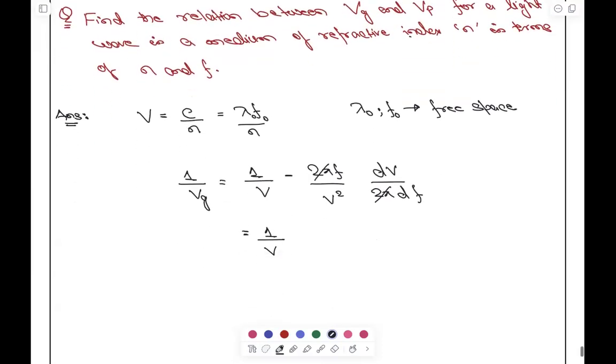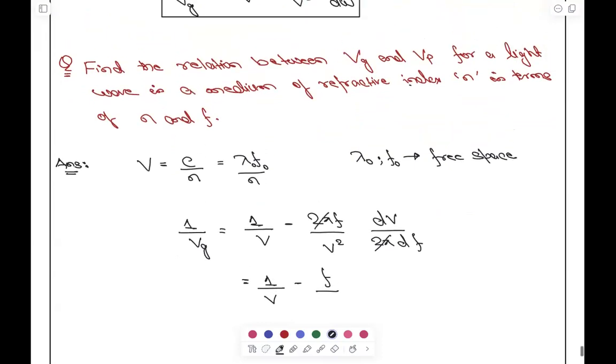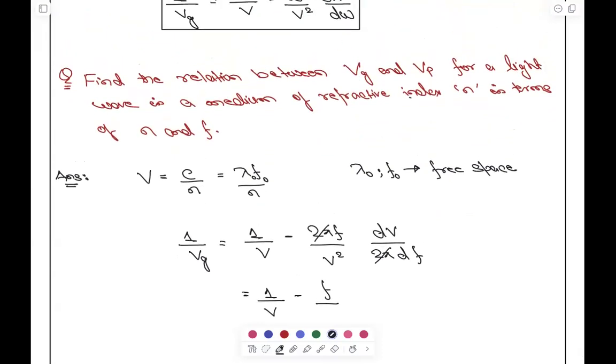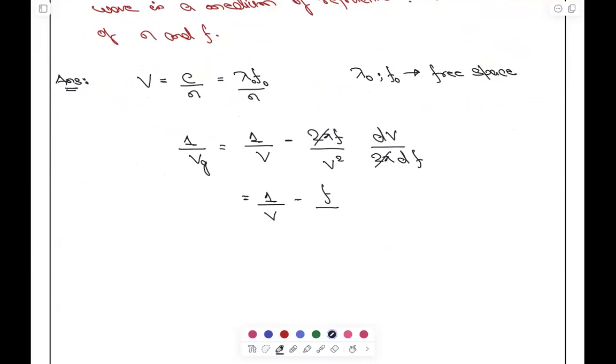You have to write in terms of N and F, right? So what you have to do? This F will remain same. This V has to change. What is V? V is equal to C by N. Put the value here. It will be C by N whole square, and it is C square by N square upon DF.